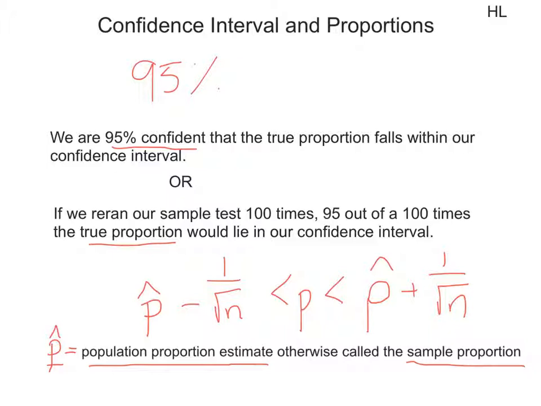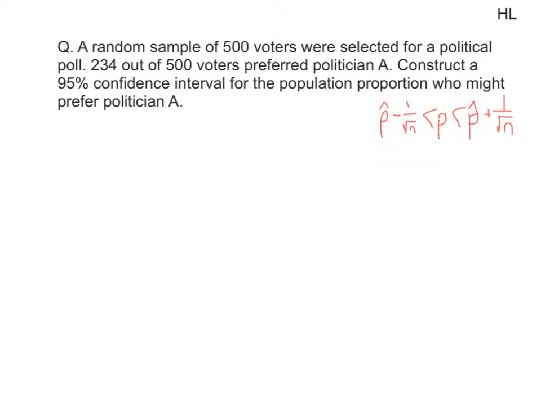Now, we'll move on to a question where we use this confidence interval. The question states that a random sample of 500 voters were selected for a political poll. 234 out of 500 voters preferred politician A. Construct a 95% confidence interval for the population proportion who might prefer politician A.